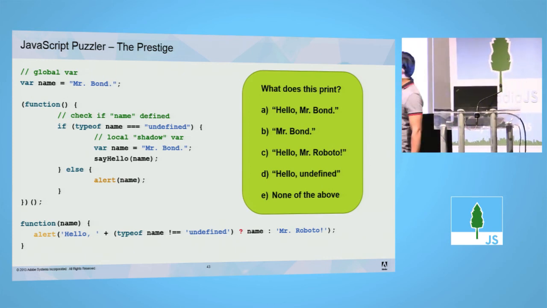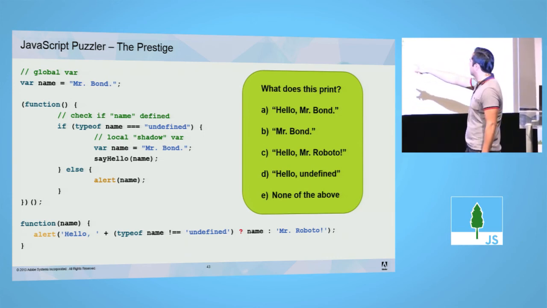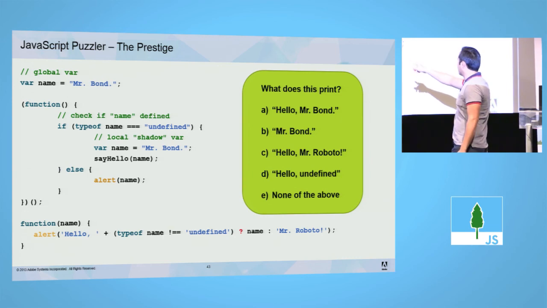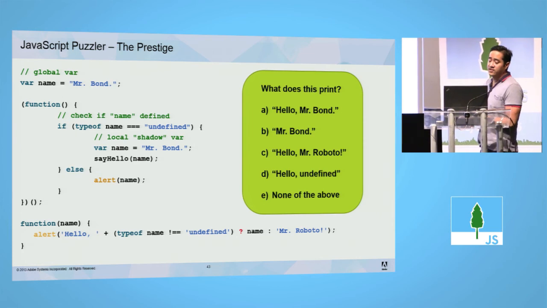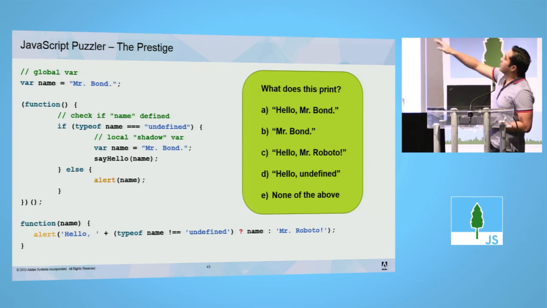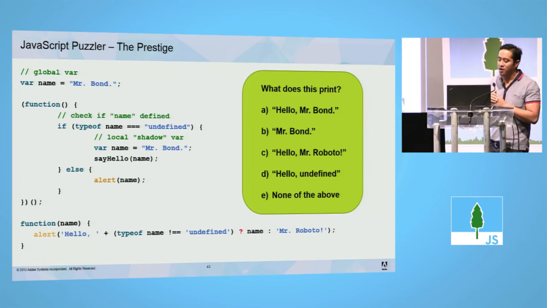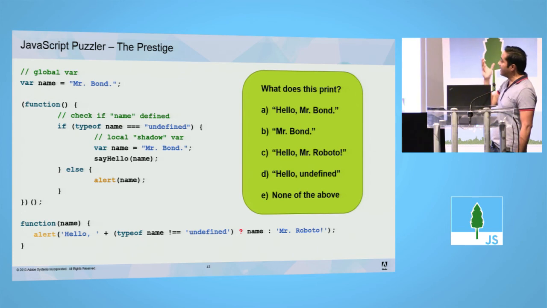So what does sayHello do? Well, it looks like it alerts hello plus, and then a ternary operator here. If name is defined, then output name. If it's not defined, output Mr. Roboto. So if you call sayHello with Mr. Bond, it should say hello, Mr. Bond. If name is undefined, it should say hello, Mr. Bond. If it's defined, it should say just Mr. Bond. So my answer is, well, since we have a global variable here, I think it is defined, and so it should just say Mr. Bond.